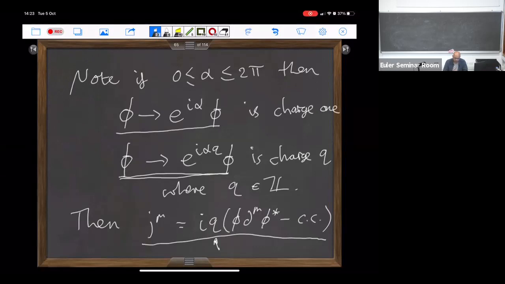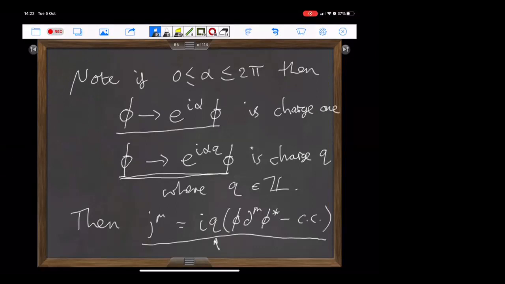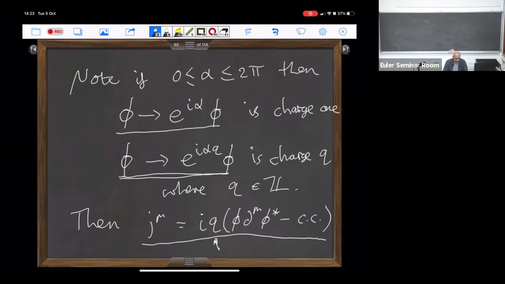So it's okay for most applications in physics, because in particle physics we don't often have to worry about the topology of the field space. But if you worry about the topology of the field space carefully, then the charges are integers. Okay, thank you.